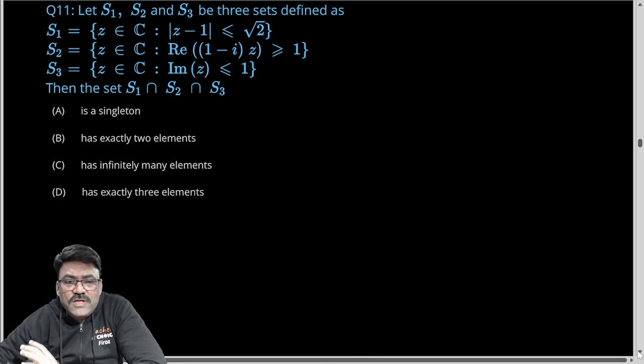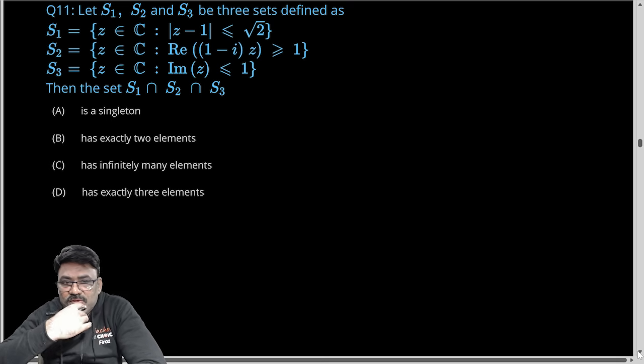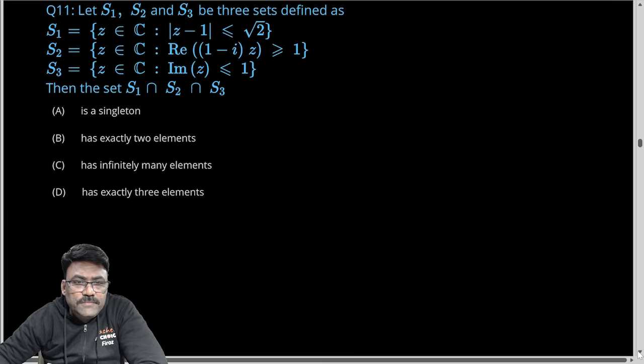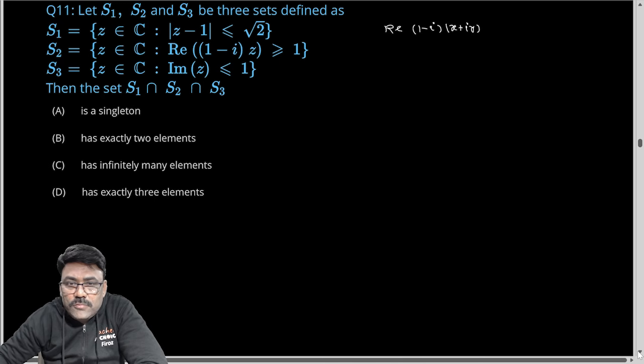Set S3 is all the complex numbers whose imaginary part is less than or equal to 1. Means y is less than or equal to 1. Now let's decode this set S2. So they are saying that the real part of 1 minus iota z should be greater than or equal to 1. So let's decode it. Real part of 1 minus iota z. Z is x plus iota y. It should be greater than or equal to 1.